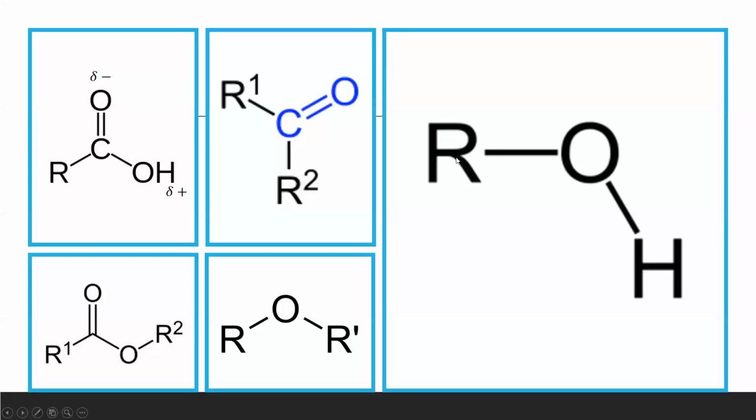The third here is an alcohol. This has to be a hydrocarbon chain. If it's just a hydrogen, it would be water. This here is an ester. This will be a hydrocarbon chain. This can be a hydrogen atom or a hydrocarbon chain. And this here is an ether, 2 hydrocarbon chains separated by an oxygen atom.